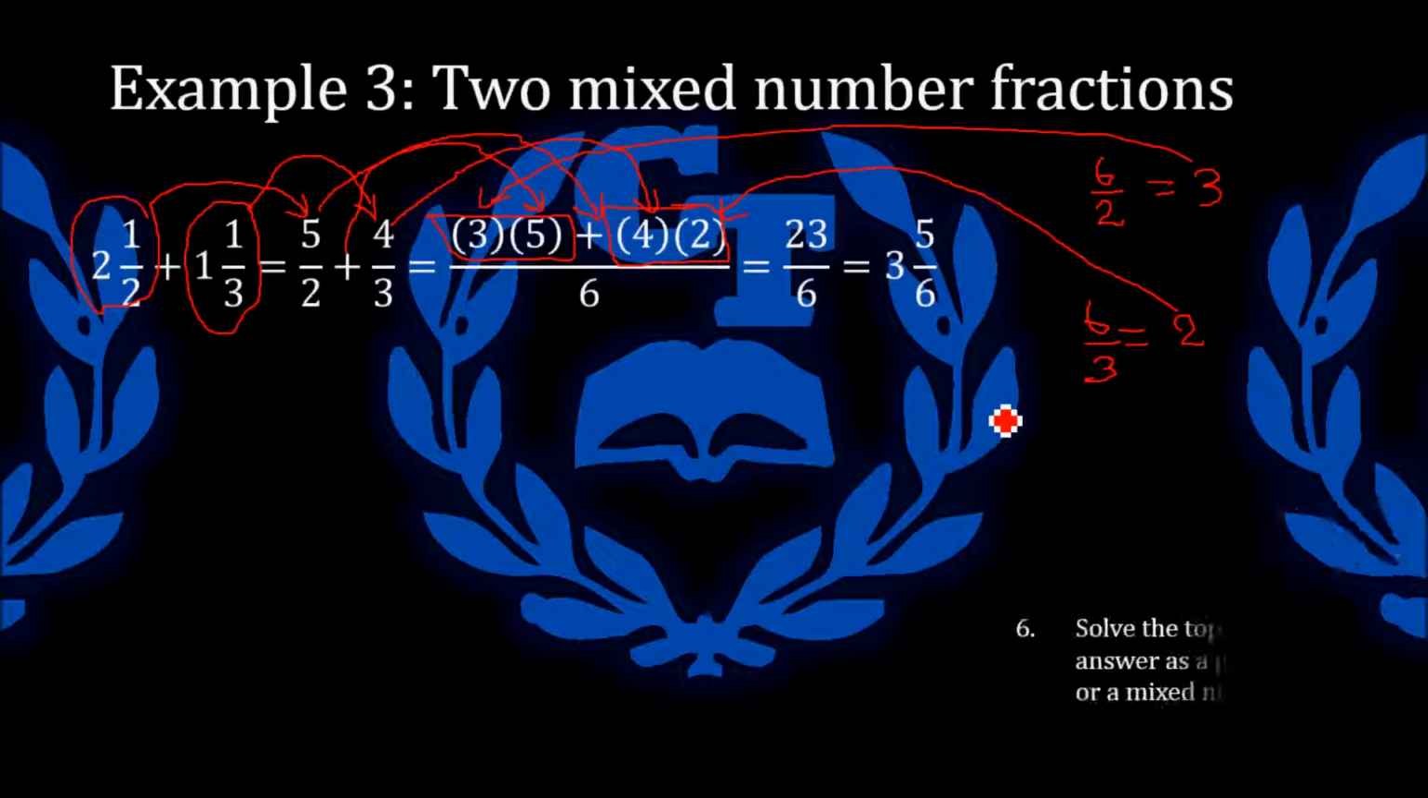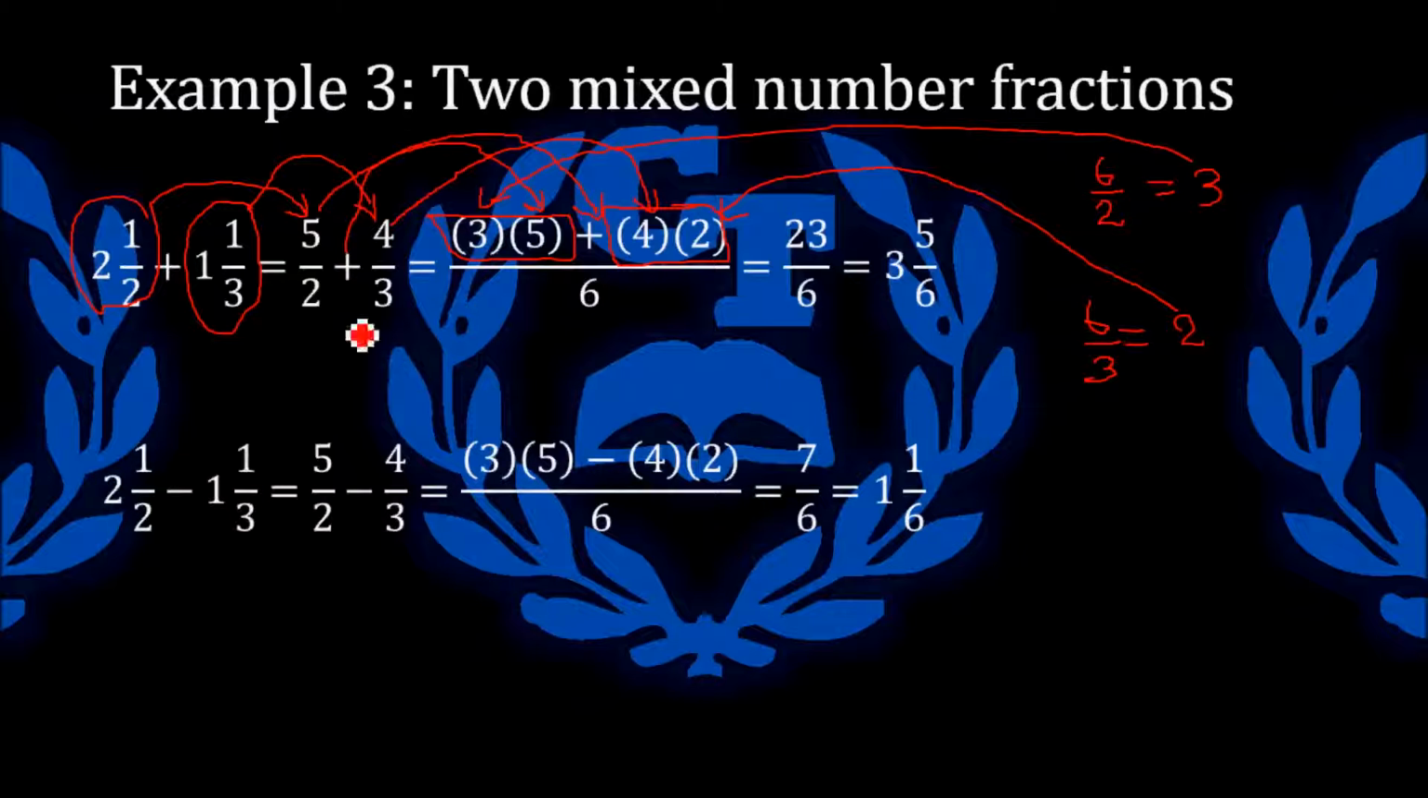I've already simplified, so now all that's left is to create a mixed number fraction from this improper fraction. 23 on 6 equates to 3 and 5 on 6. Notice again that if I replace the plus sign with a minus sign, I will perform a subtraction, and it's the same steps to follow.